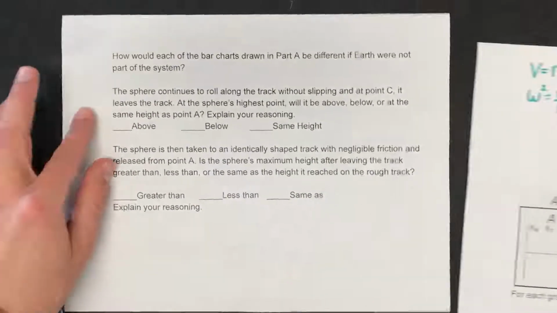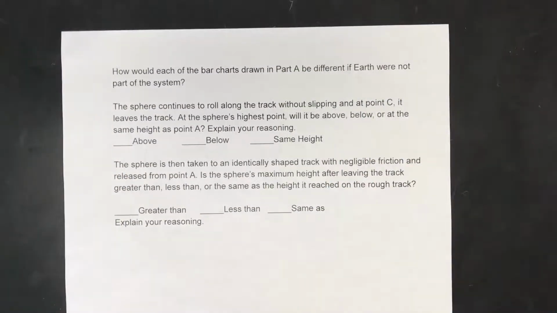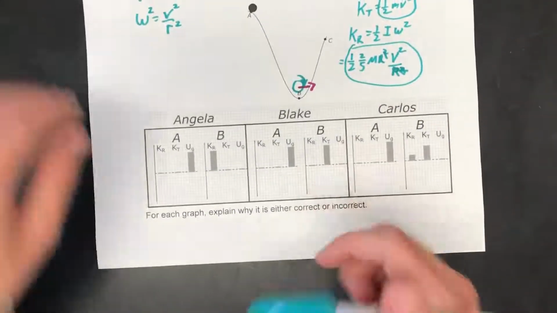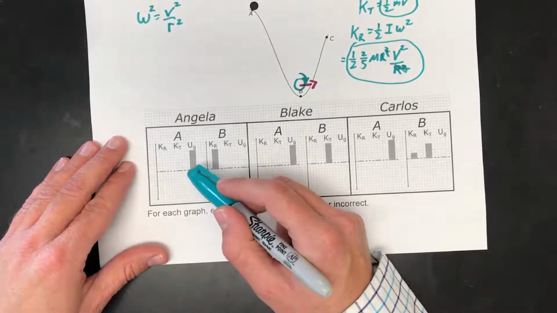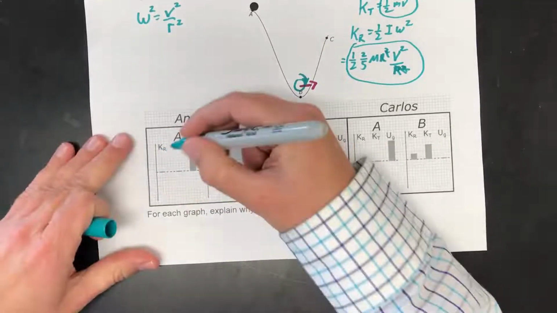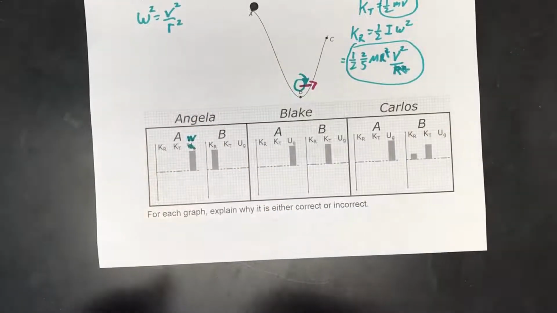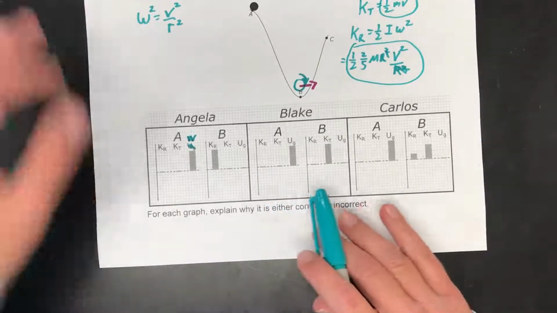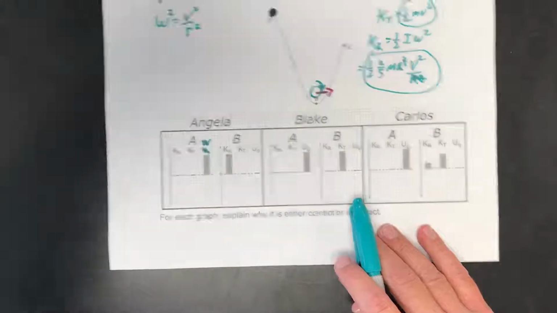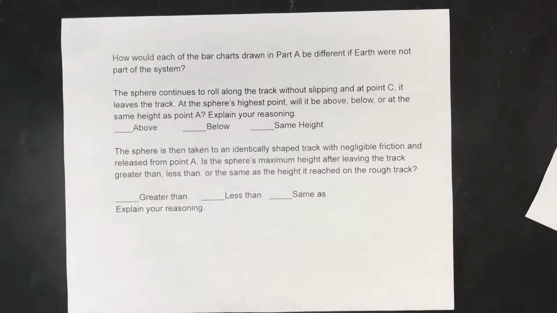So here they say, how would each of the bar charts be different if Earth was not included in the system? Well, in that case, we could never talk about this gravitational potential energy. That only works when we have it in an Earth object system. So instead of thinking about it as gravitational potential energy, we would just think of it as some outside force doing work on the object, the outside force being gravity. But that's basically what gravitational potential energy is telling you: how much outside work gravity is going to do.